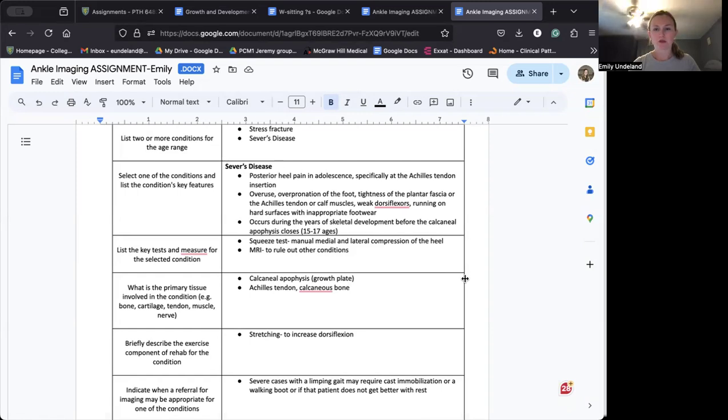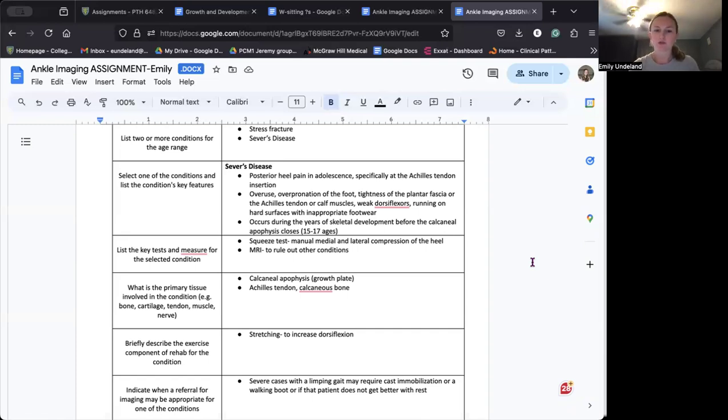It is brought on by overuse, which can be like overpronation of the foot, tightness of like the plantar fascia, or like the Achilles tendon or calf muscles can also cause this to start acting up. Weak dorsiflexors can also contribute to this disease. Running on hard surfaces with improper footwear. So like if you were to run barefoot a lot on like concrete, like as some kids do, that can also make this condition appear in some kids.